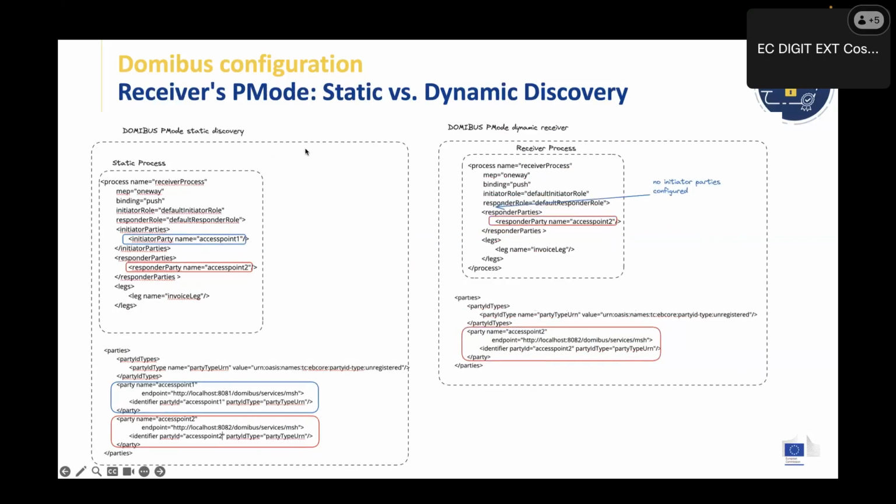Here is also the comparison between static and dynamic discovery when Domibus acts as a receiver. Our static process is the same configuration as before as dynamic sender, but for the receiver, you only have the access point which receives the message, your own access point, configured here. There are no initiator parties configured because these are trusted based on the trust model. Okay, and the access point which receives the message must also be configured.